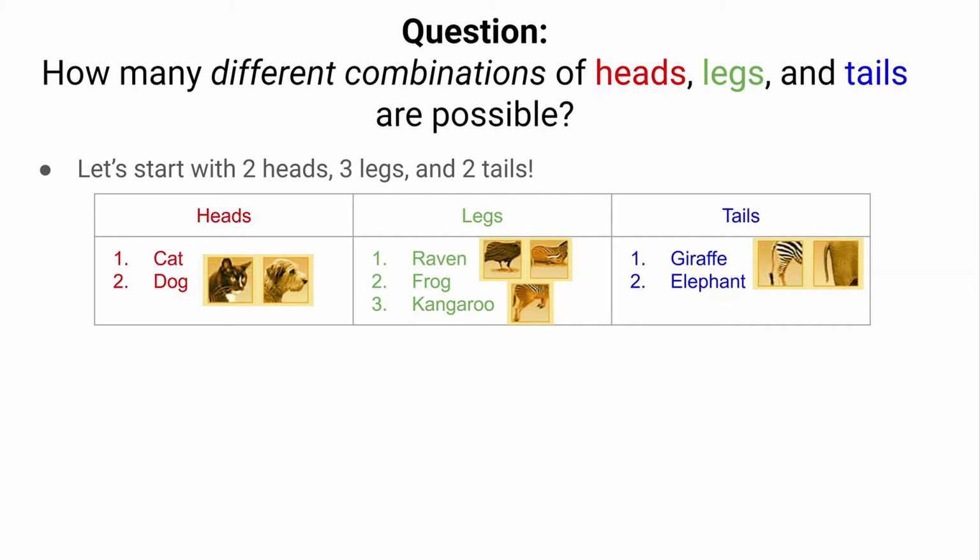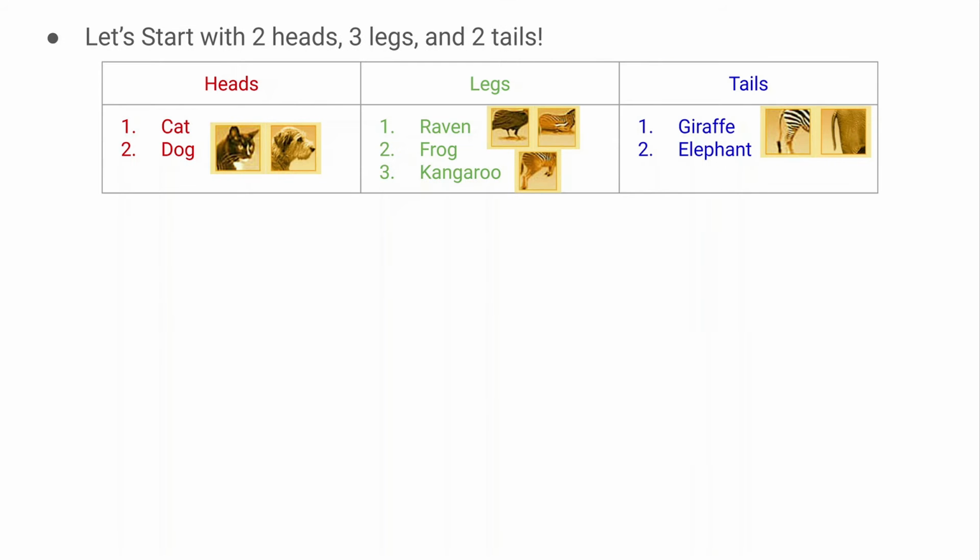So in this example, we can have an animal with a dog head, frog legs, and a giraffe tail, or we can even have a cat with raven legs and an elephant tail, or any other combination between heads, legs, and tails. So, how many combinations of heads, legs, and tails from this example can we have in total? A great way we can show all of our possible combinations would be to draw a tree diagram.